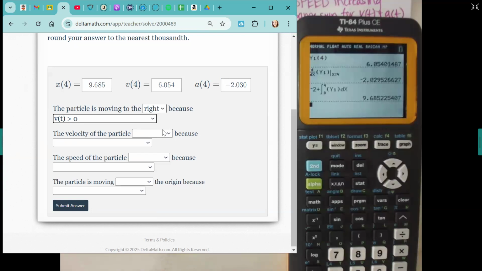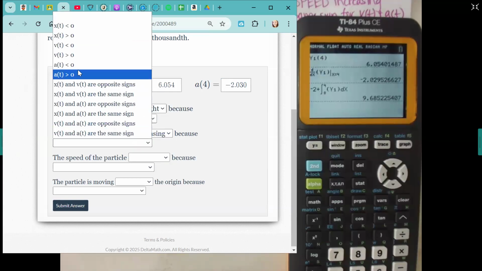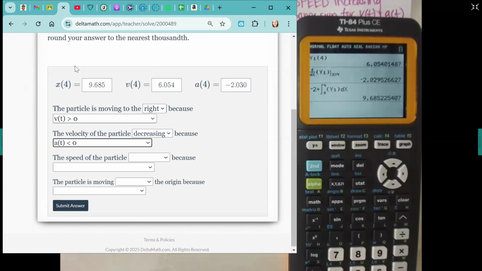Click your drop-down menu here. I want to know if my velocity is increasing or decreasing. Acceleration tells you that. What type of number was acceleration? Negative. Then that means that my velocity is decreasing, because my acceleration came out to be a number less than 0.